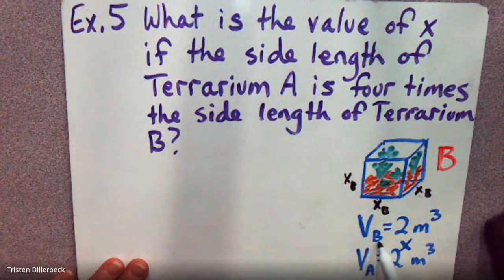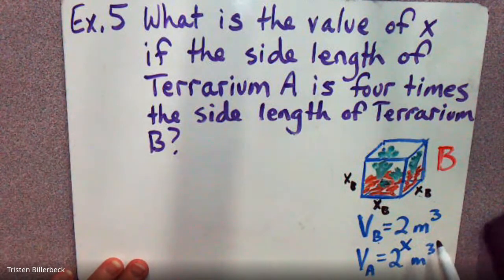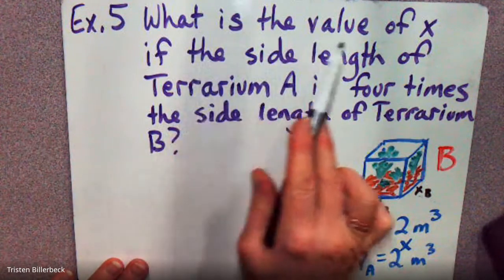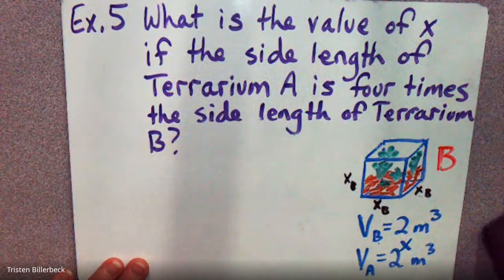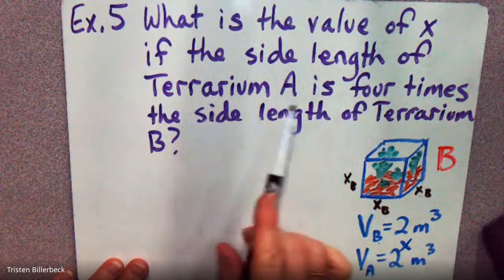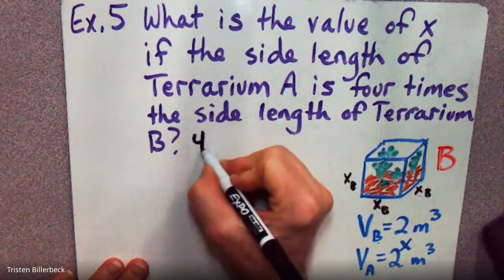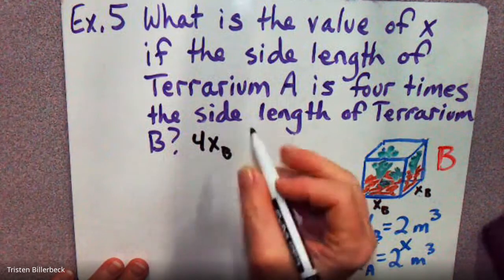So the volume of terrarium B then equals 2 meters cubed. So that's not an m as in a variable, that's an m as in meters. Okay, but then we know that terrarium A has a volume of 2 to the x m cubed. So we have to find the value of x. That's what our mission is here. So we see that the side length of terrarium A is 4 times the side length of terrarium B. So we would multiply this to be the side length of terrarium A.